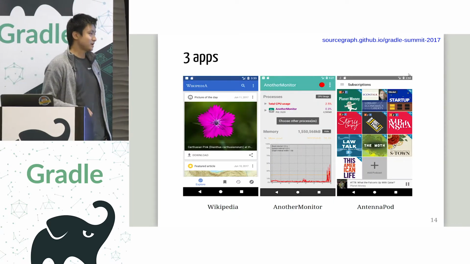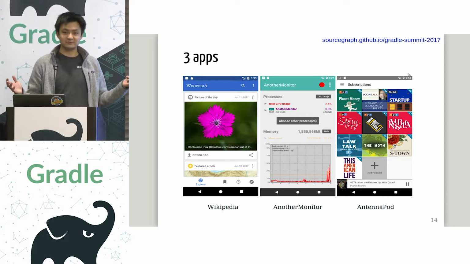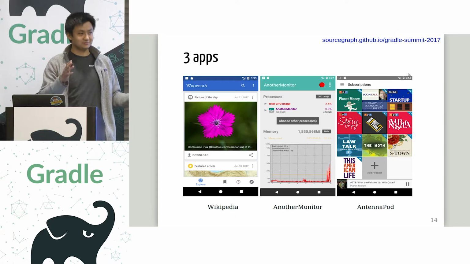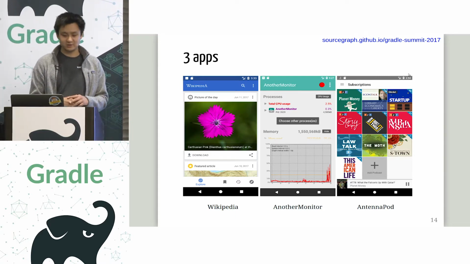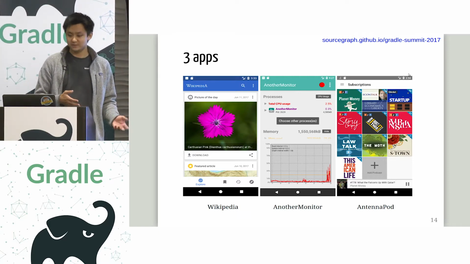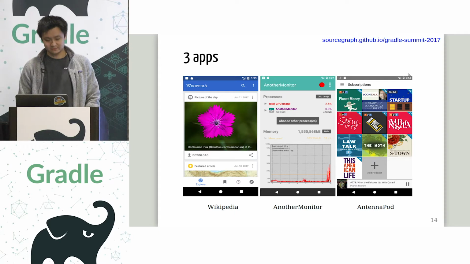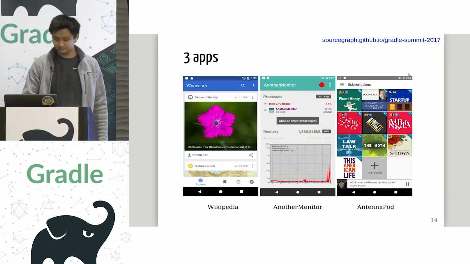So those 3 code bases map to these 3 applications. We're going to talk about the Wikipedia Android app. How many people have used that here? Cool, a few of you. Those of you who haven't, I recommend downloading it. It's a very good app. We're going to talk about another monitor, which is like the system activity monitor for your phone. And we're going to talk about AntennaPod, which is this podcasting application.